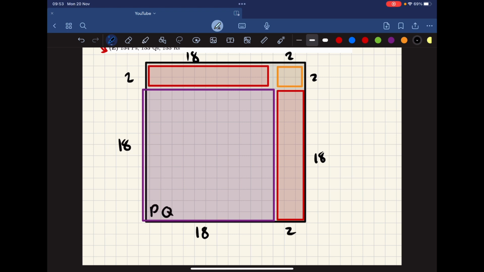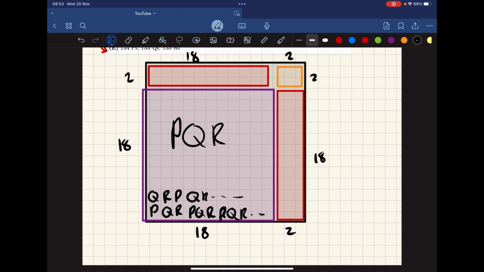So this one is just going to have PQR, PQR, PQR going all along, and then this is going to be QRP, QRP. And as you can see, every single line is going to have the same thing repeating every 3, and it's divisible by 3. So in this whole big square, we're going to have the same number of P, Q and R. It's going to be completely equal. So there's going to be no excess here.